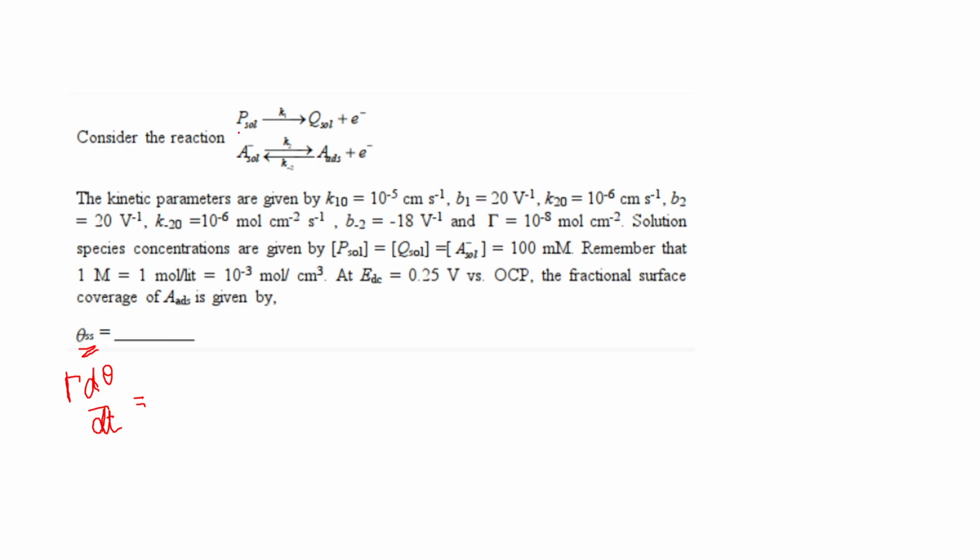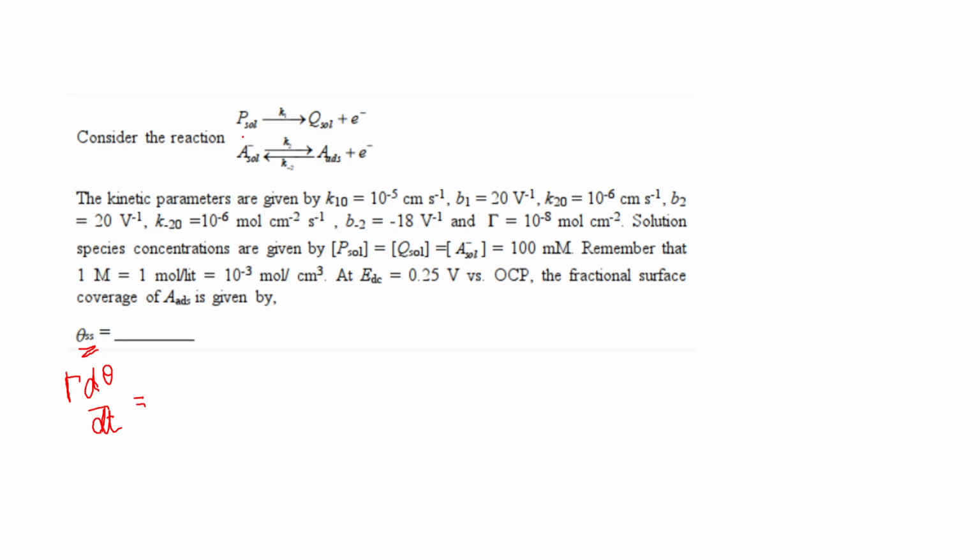So here P solution is directly becoming Q solution. That is a main step involved, and this example has been already shown. This is a mechanism where your main reaction is P solution becoming Q solution on the surface. But what is happening? There is some impurity in the solution which is getting deposited on the surface of the electrode and becoming A adsorbed, and thereby blocking the active area available for the conversion of P solution to Q solution. I hope that is clear.